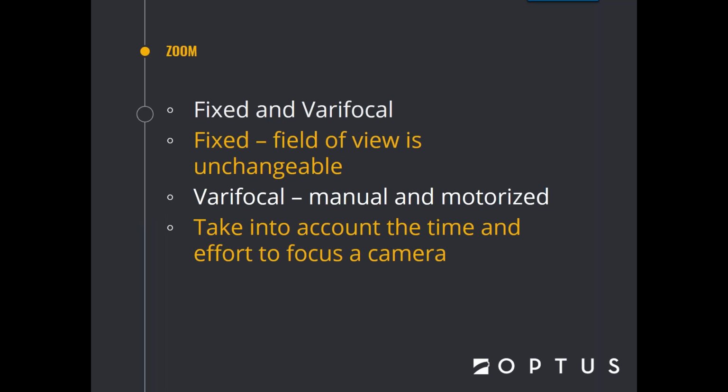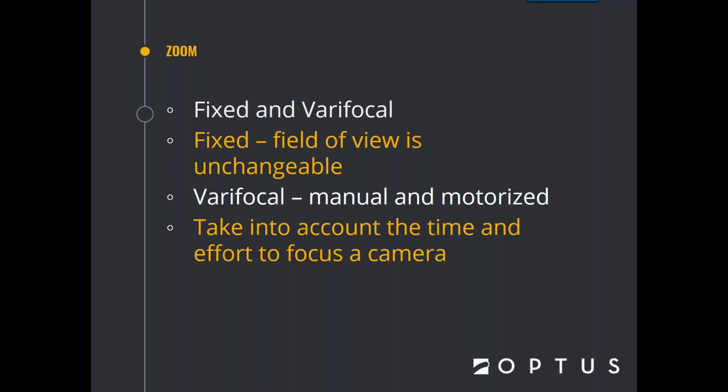Third is zoom. Let's talk about some zoom. So there are two types of lens zoom, fixed and varifocal. Pretty easy to understand. Fixed is fixed. That field of view is unchangeable. But then there are two types of varifocal. There's manual, and then there's motorized or automatic.